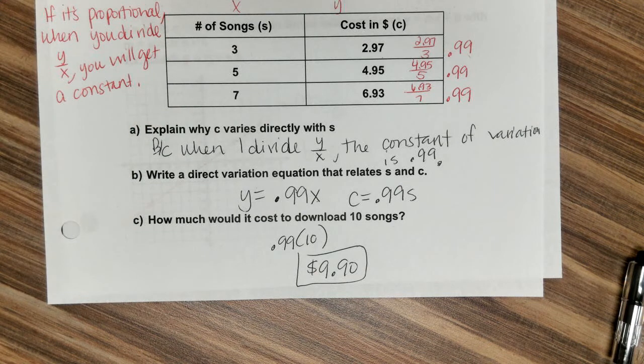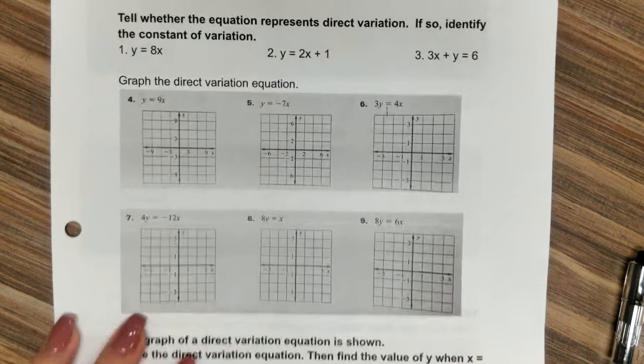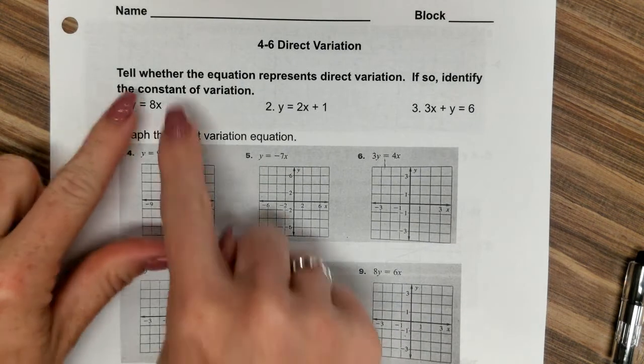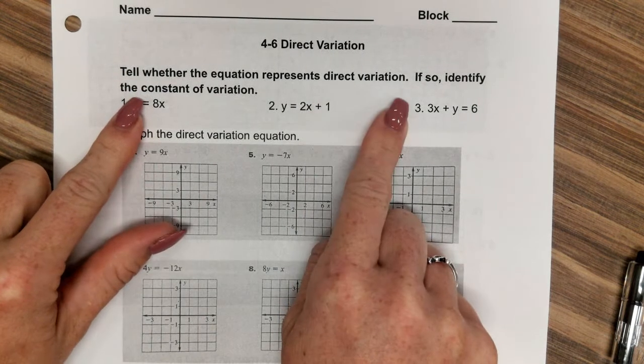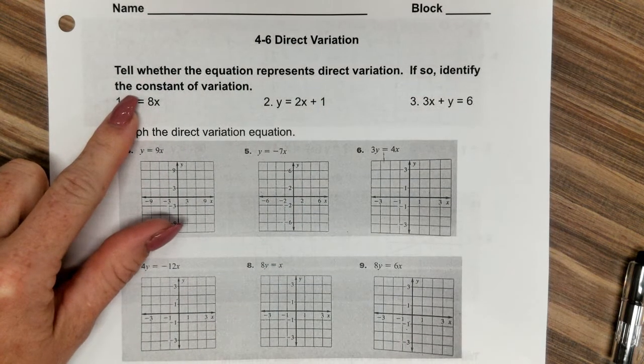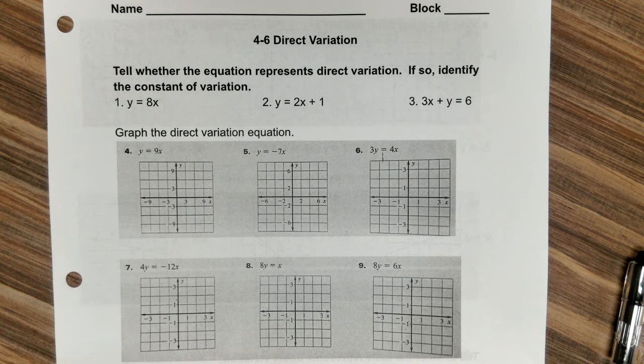All right, I'm going to pass these out. So for the top part, it says, tell whether the equation represents direct variation. If so, you need to identify the constant of variation. So you're going to put yes or no. If your answer is yes, you have to put the constant. If your answer is no, do you put a constant? No. Don't put x, guys. Remember that. Don't put x.